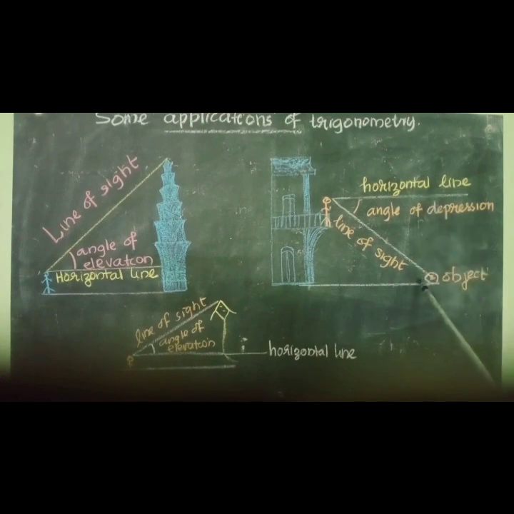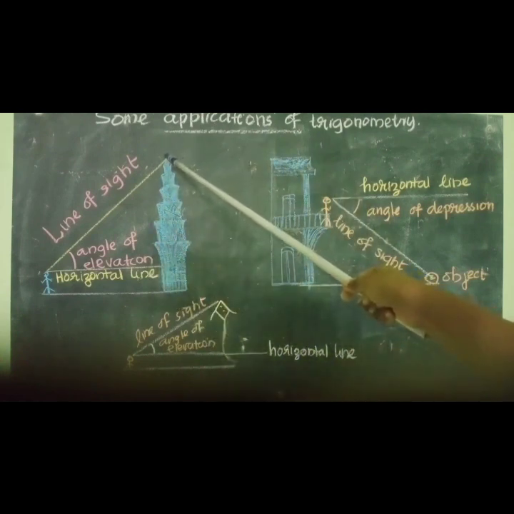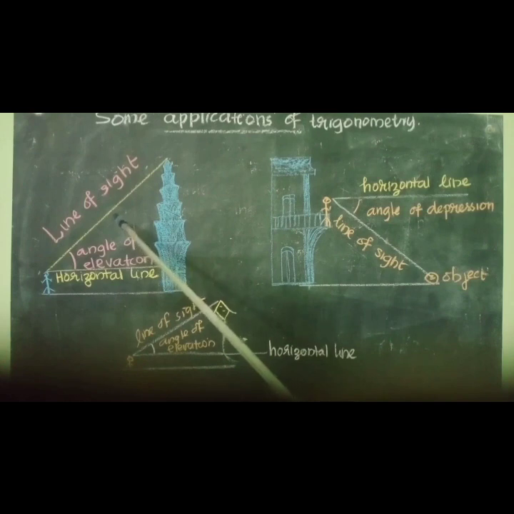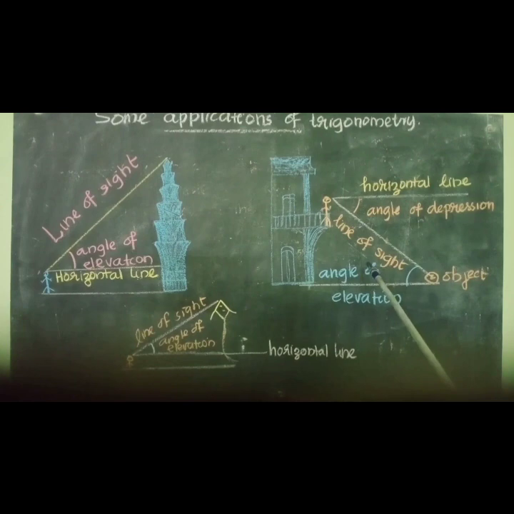below the horizontal line. So if the object is above the horizontal line, the angle is angle of elevation. If the object is below the horizontal line, the angle is angle of depression. If the person is looking up, it is angle of elevation, and if the person is looking down, it is angle of depression. Now you see this figure again.